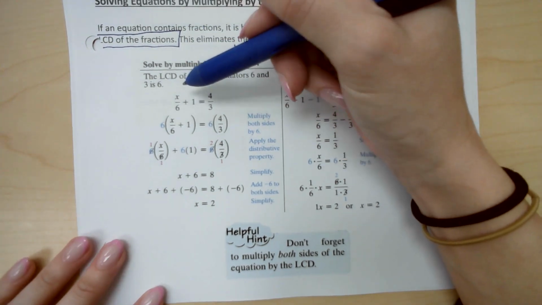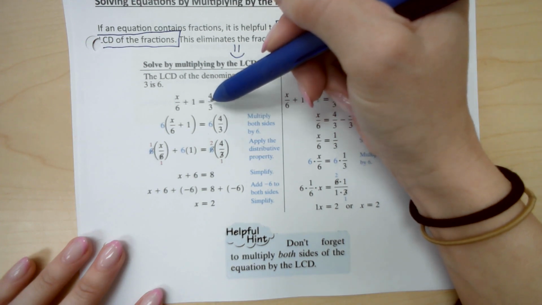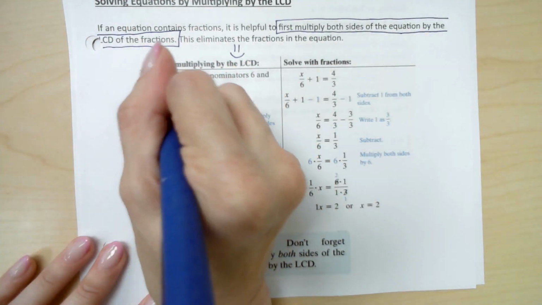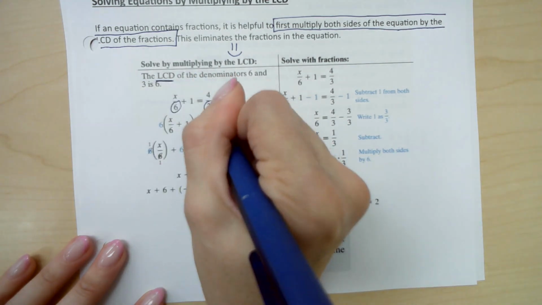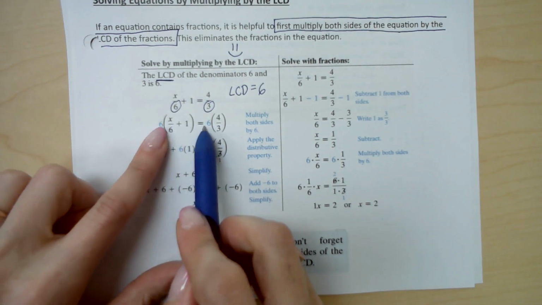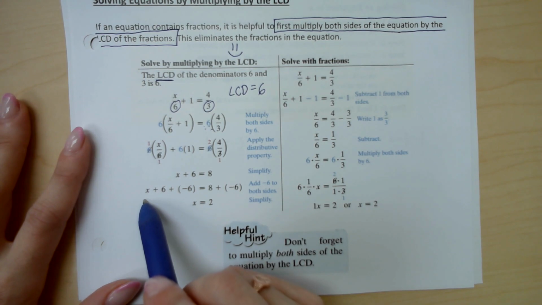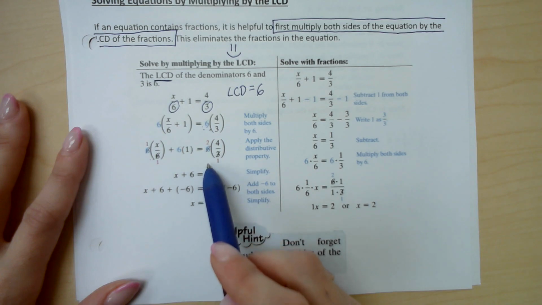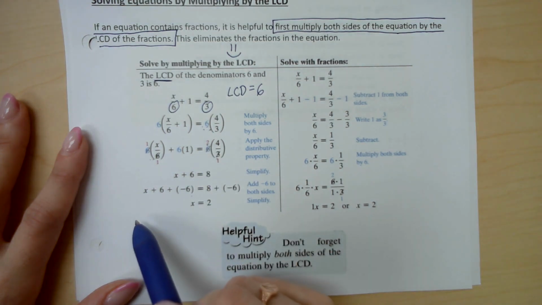So they wanted to do x over 6 plus 1 equals 4 over 3. Before they did anything else, they multiplied by the LCD. The denominators were 6 and 3, so the LCD is 6. Notice how they then multiplied both sides of the equation by 6. So that cancels out here and leaves just x. And then over here, it cancels out and becomes 2 times 4.